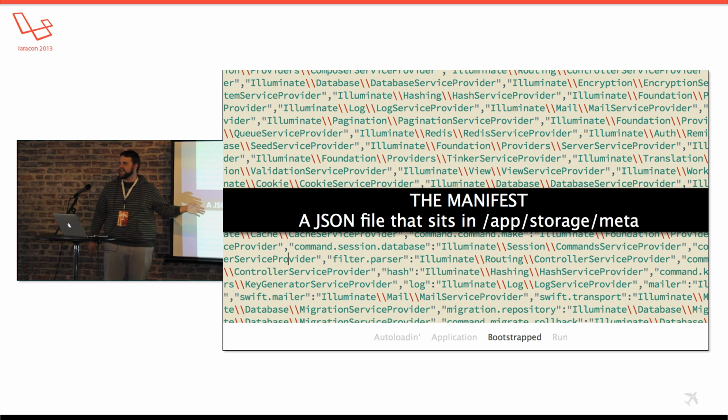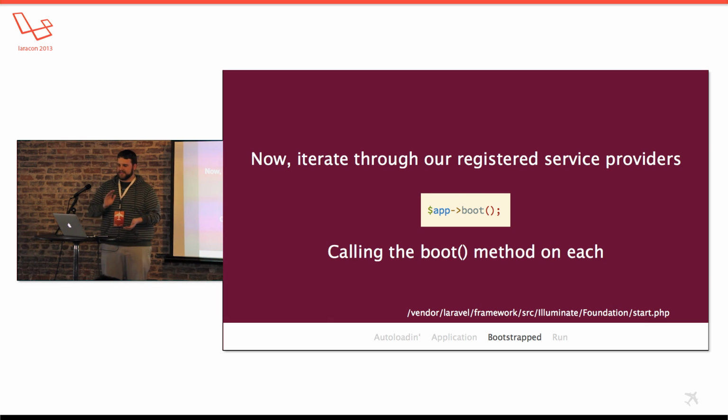It creates this file in storage/meta, I believe. There it is, it's right in the slide. And JSON that sits in app/storage/meta. And it's essentially a quick way to access these particular classes to register. These are service providers, and service providers, again, are sort of evolution bundles. They're a way for you to interact with the application at many different levels.